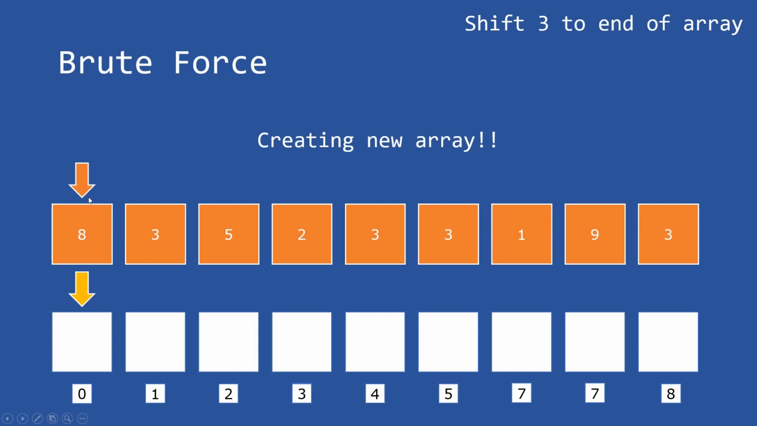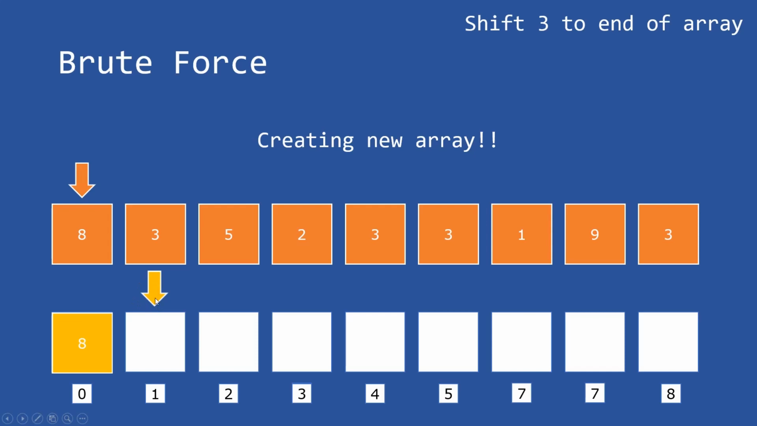So let's see. We are here at the very first position. Let's check, is this element not 3? Yes, this element is not 3, so we will move that element to the new array. And as soon as we move that element to the new array, we will increment this pointer.